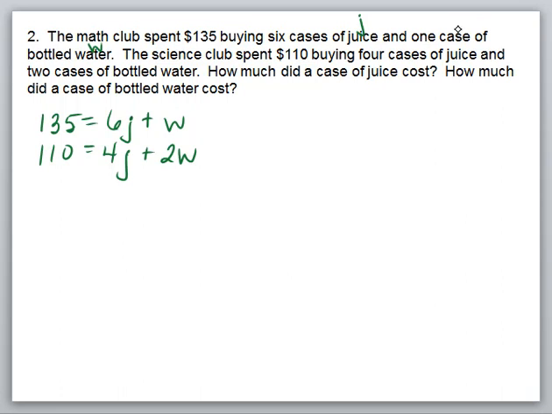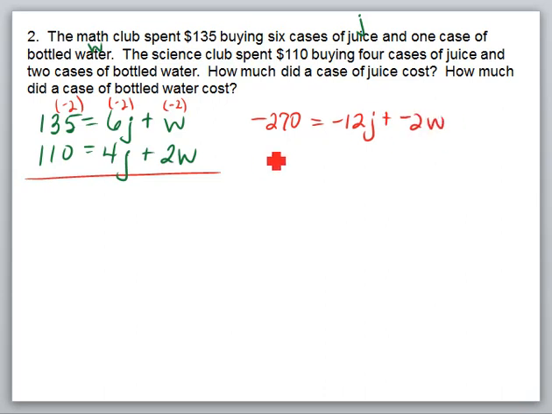Alright, so I had just written down my two equations. Now I'm getting ready to use elimination to solve these. The fastest way to do it is to notice that if you could only just make this a -2, then the w's would fall out. So I'm going to only multiply the top equation times -2. That will give me a -270 equals a -12j plus a -2w. Second equation stays exactly the same.